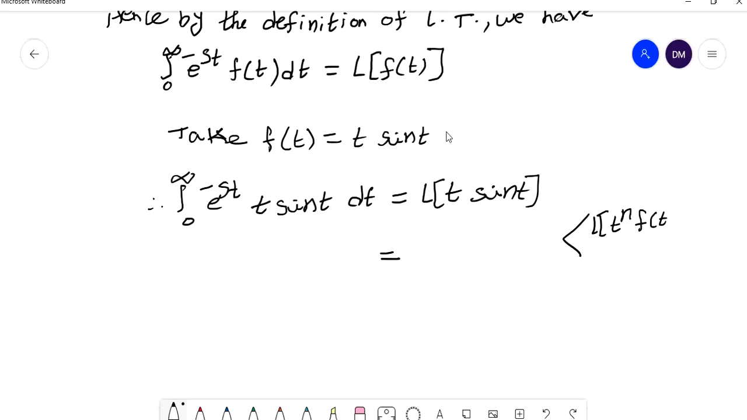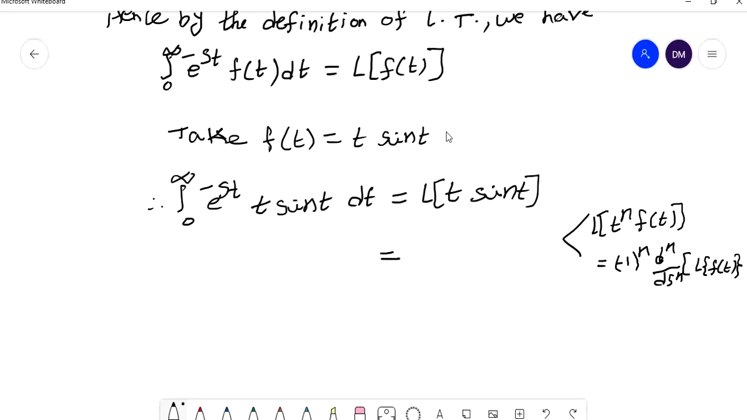L of t power n into f of t. So what is the formula? L of t power n into f of t is equal to minus 1 whole power n into d power n by ds power n of f bar of s, or it can be written as L of f of t. Right. So by using this formula, what is that?